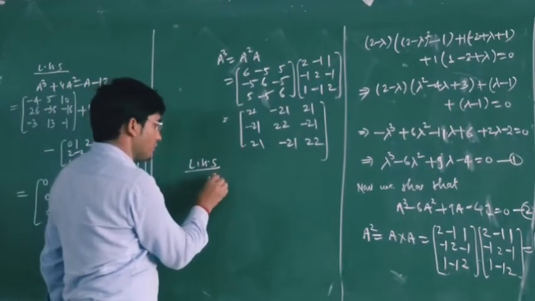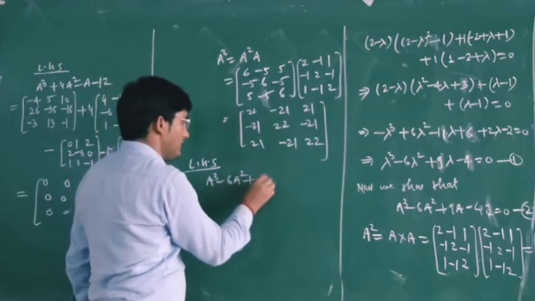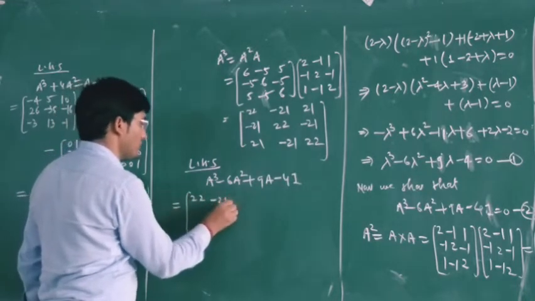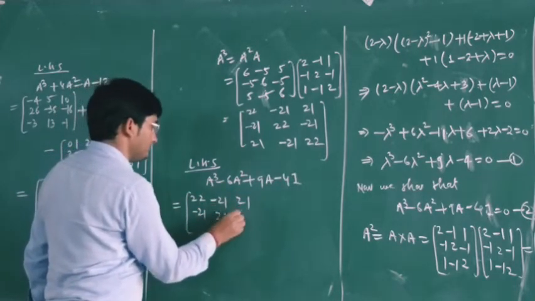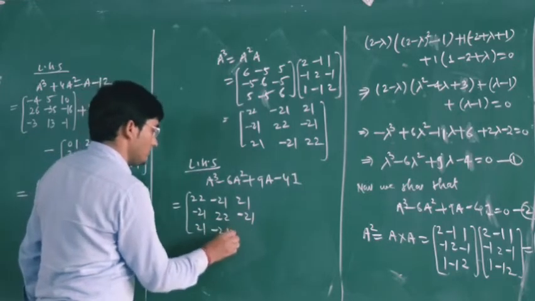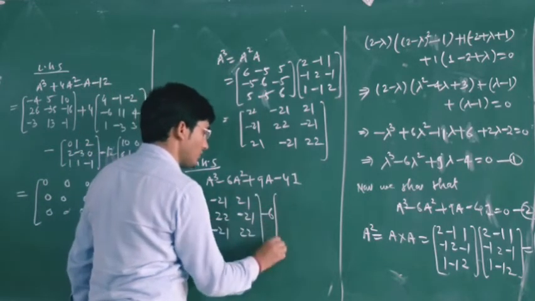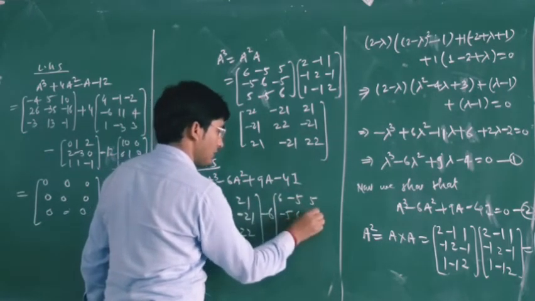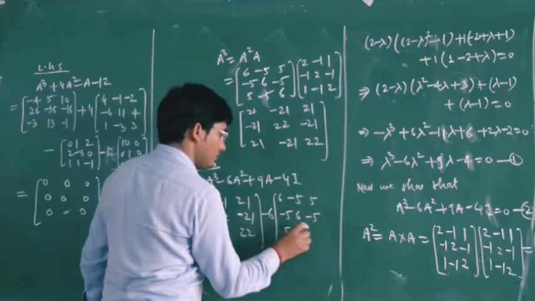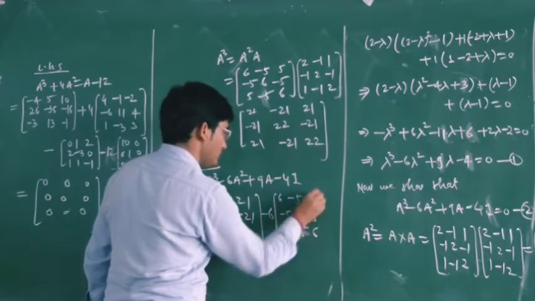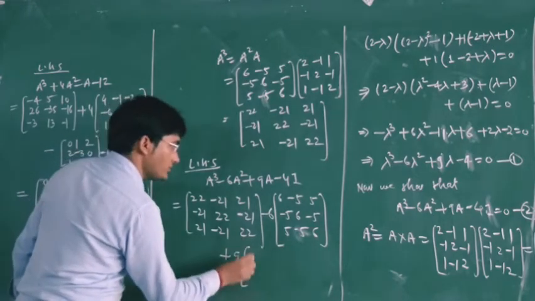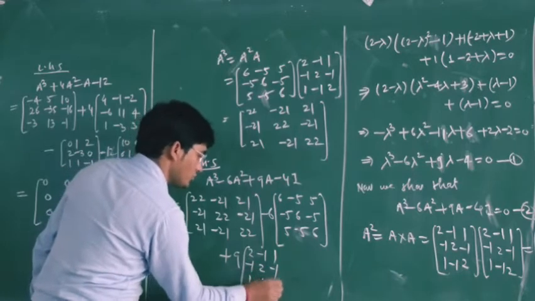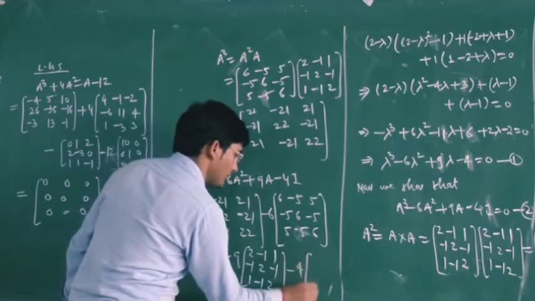So the left hand side is A cube minus 6A square plus 9A minus 4I. So this is equal to A cube, which is 22, minus 21, 21, then we have this row and the third row is this one. Then we have minus 6 into A square, 6, minus 5, 5, minus 5, 6, minus 5, then minus 5, 5, minus 5 and 6. Then we have 9 times A, which is 2, minus 1, 1, minus 1, 2, minus 1, 1, minus 1, 2. And the minus 4 times I.